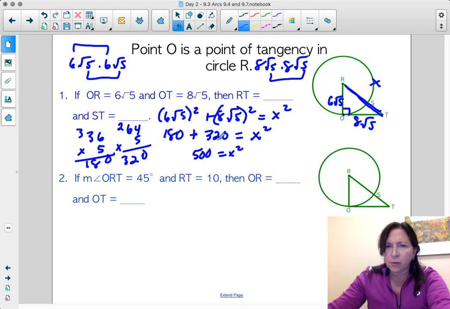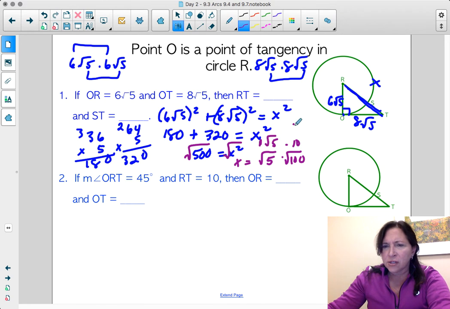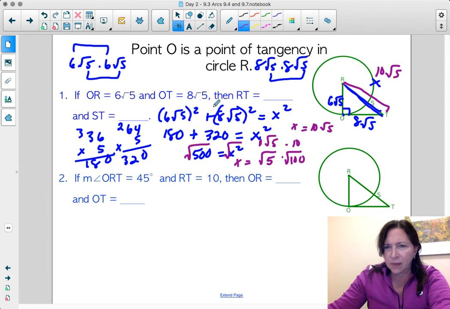I'm going to square root both sides, and in square rooting both sides, I'm going to get x is equal to the square root of 5 times the square root of 100, and the square root of 100 is 10. So we have 10 times root 5. Remember, the number 1 in front here gets multiplied by that 10. So x is equal to 10 root 5, which means that this whole length right here is 10 root 5. So RT is 10 root 5.